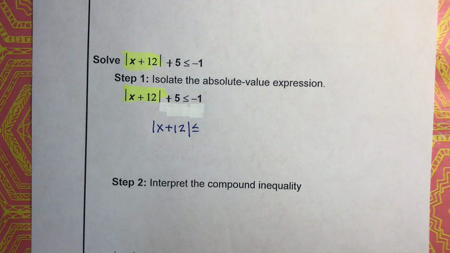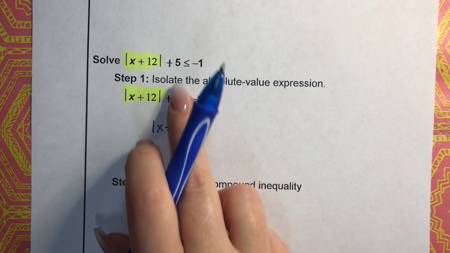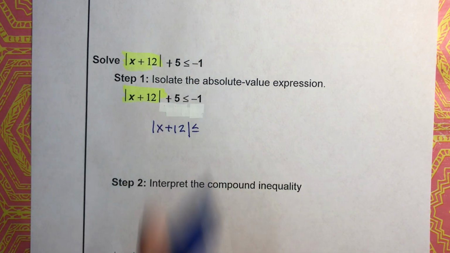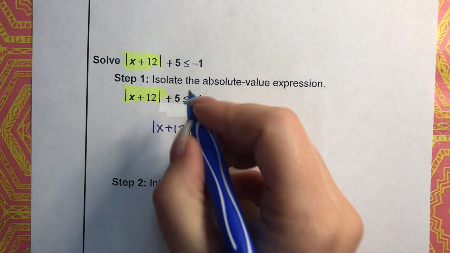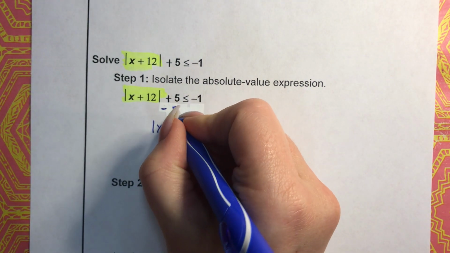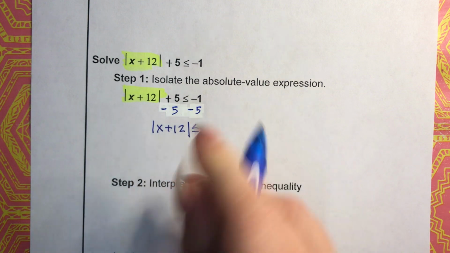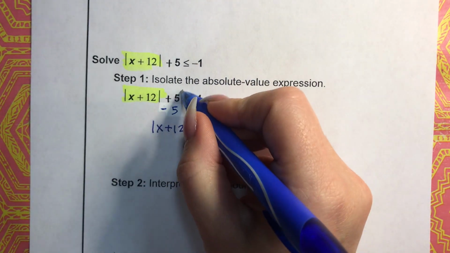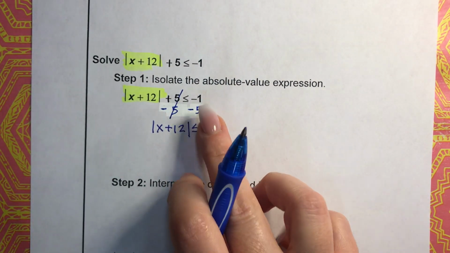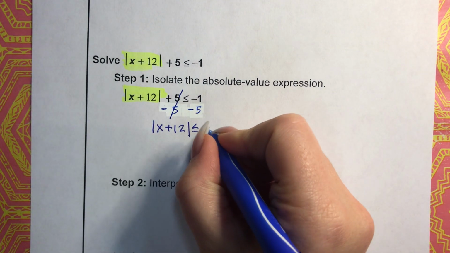Okay, so this is what we're supposed to be doing. So we're isolating. Okay, this is supposed to be a +5. I think there's a typo. So we have to do the inverse operation, which would be a -5 to both sides, right? So when we do that, this cancels out, and we have -1 minus 5, which would be a -6.